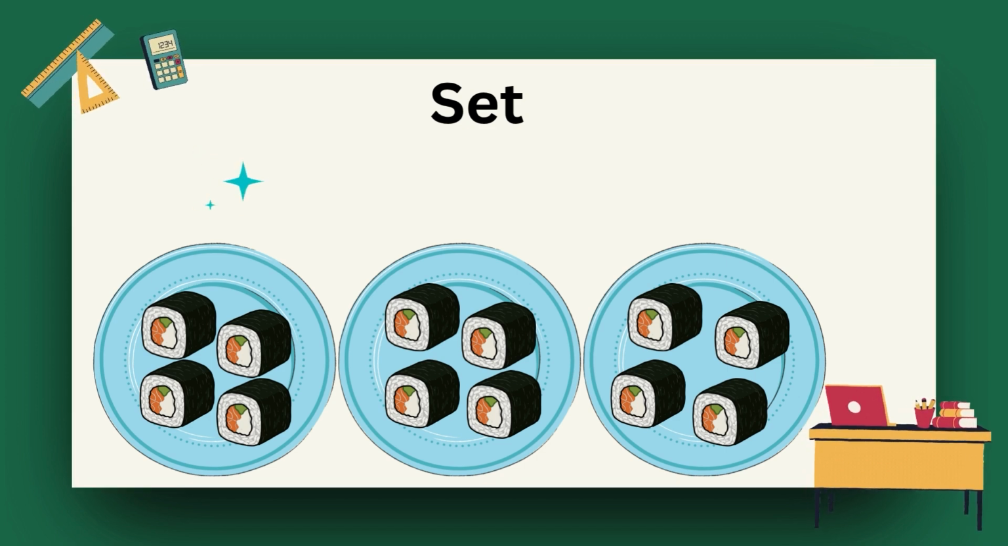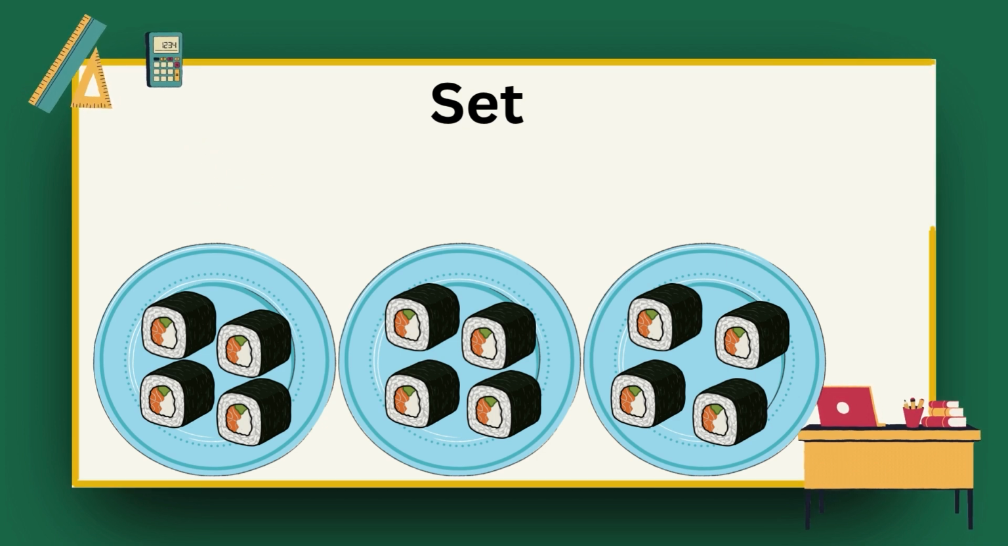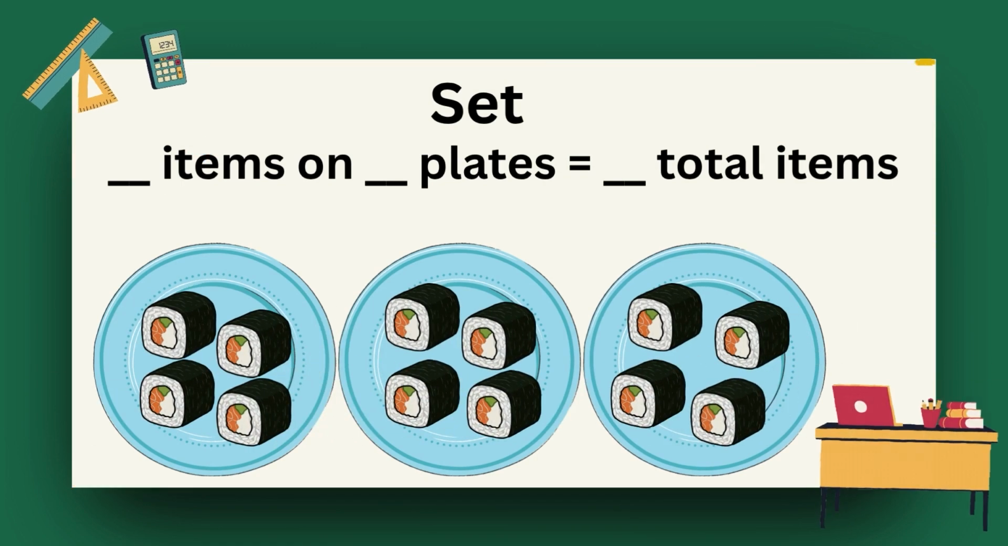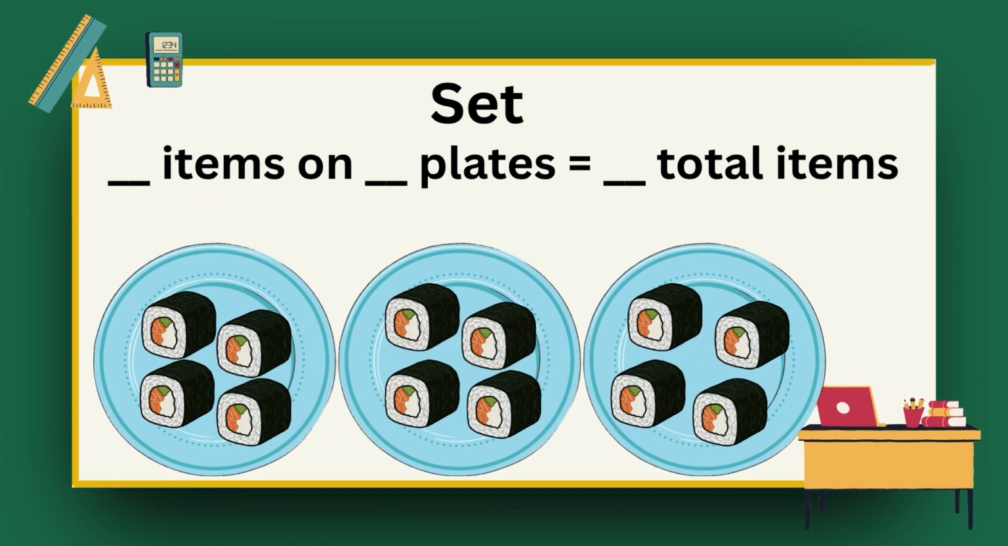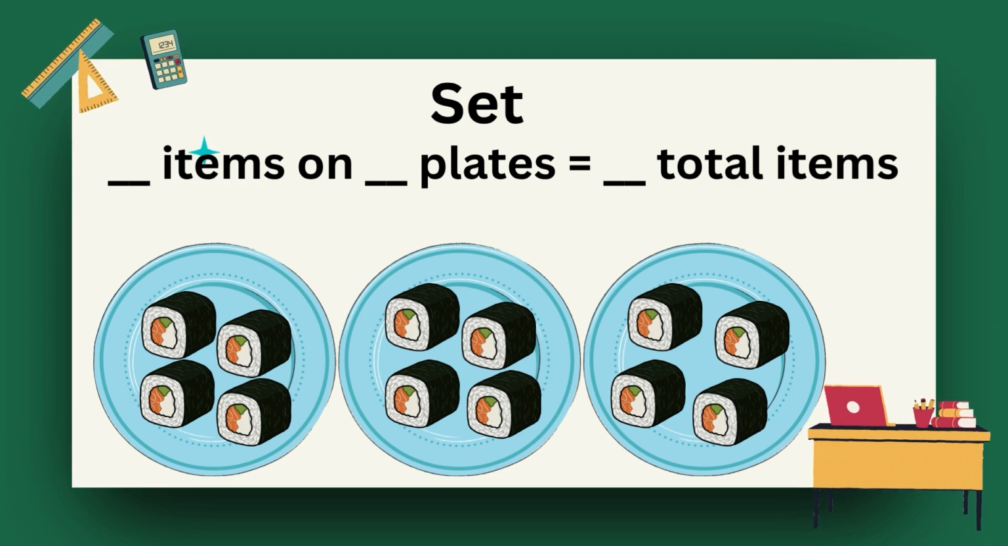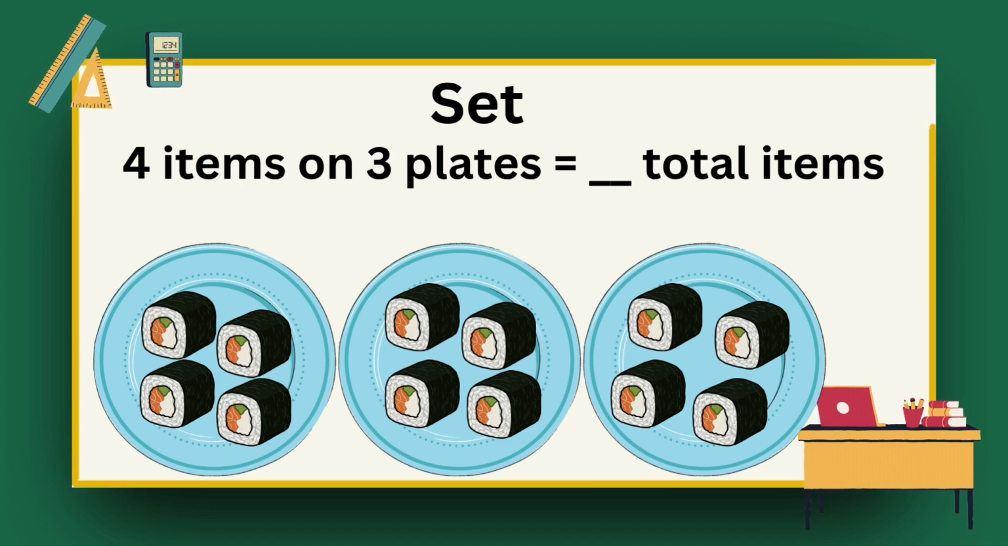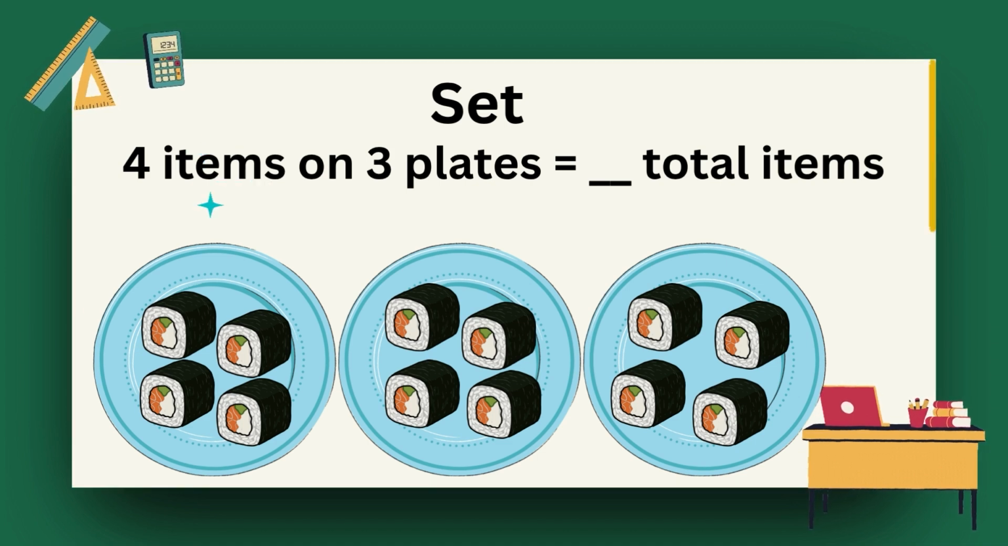We have 3 plates, and we're going to put 4 items on each plate. So we want to be able to make a sentence or a statement about this set. And so here's what I like to do. I like to have a blank items on blank plates, and it equals blank total items. So let's fill this one in. We have 4 items on 3 plates, and it equals how many total items?